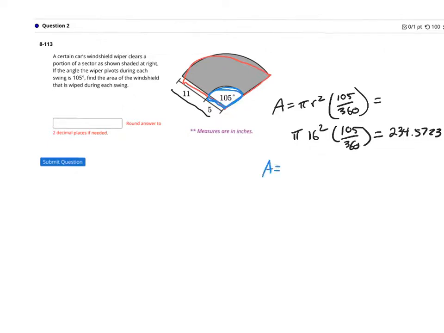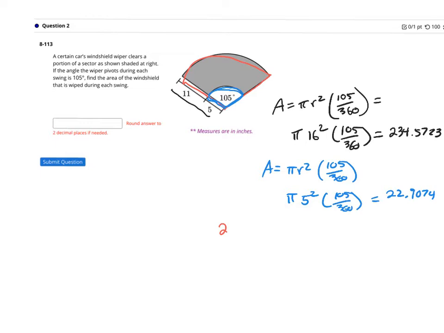Next, we have to find the area of the smaller sector. That area is going to be pi r squared times 105 over 360. So that will be pi times 5 squared times 105 over 360. When you multiply that together, you end up with 22.9074.